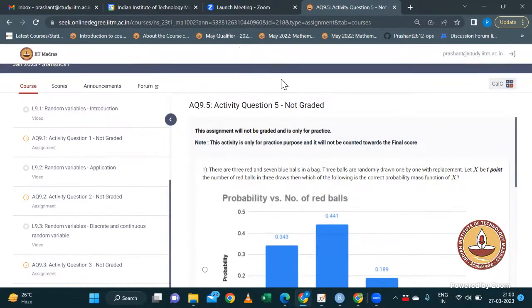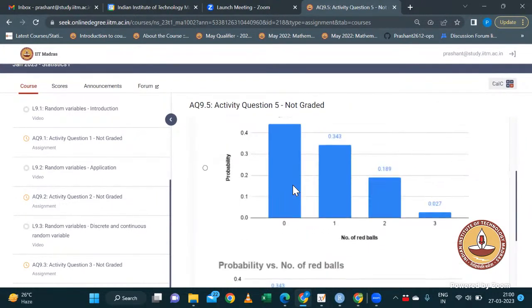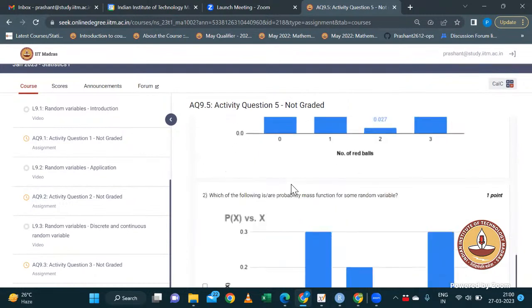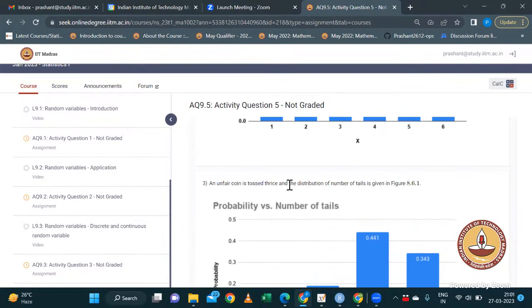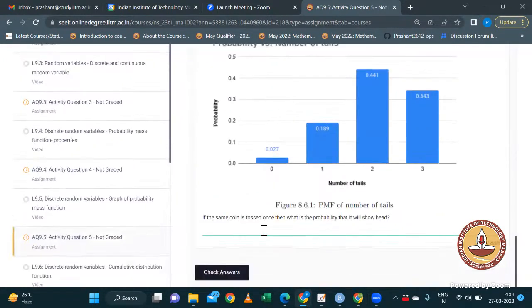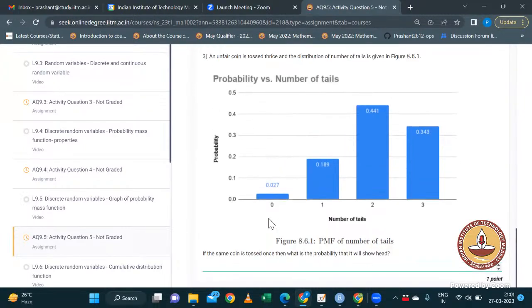So, sir, can we look at the third question? Which one? The third one. Let me see what is the third. An unfair coin is tossed thrice, and the distribution of number of tails. Usually, how to approach this unfair coin question, sir?